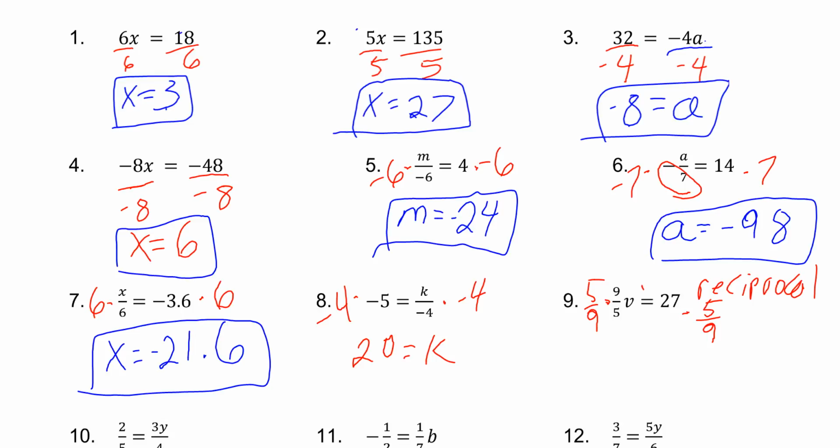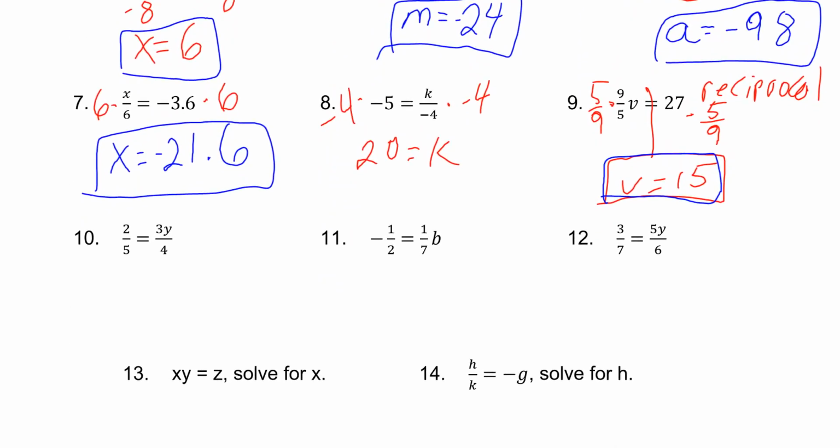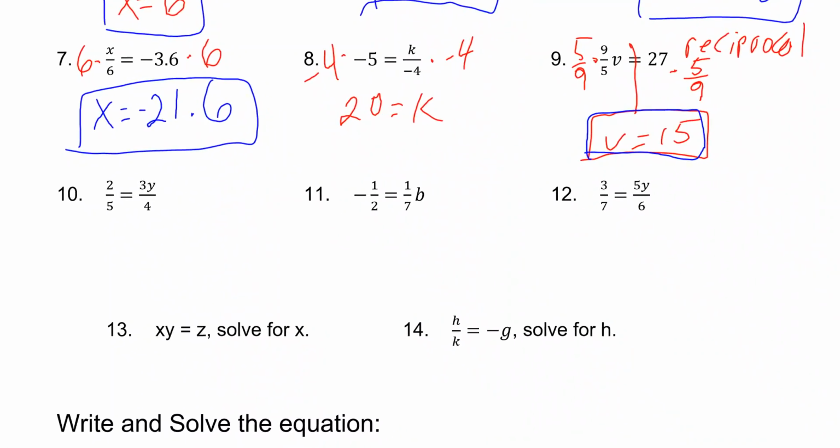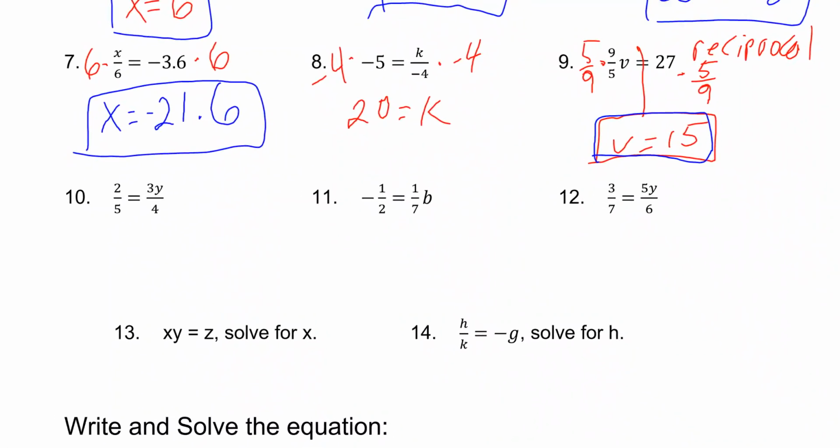So 27 times 5 divided by 9 is going to give us 15. So v equals 15. And that's what we're left with. And that would be our answer right there. Now, moving along. We got number 10. Now, number 10 works in the exact same way.